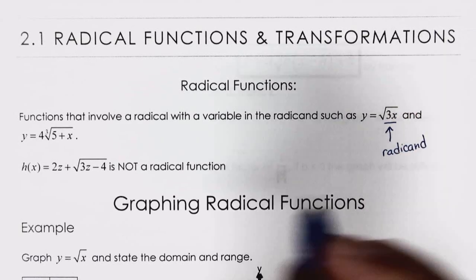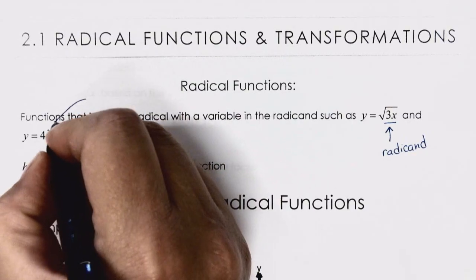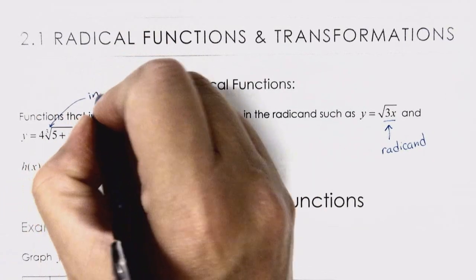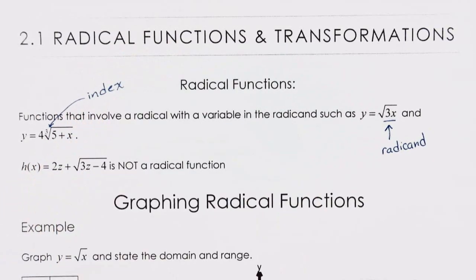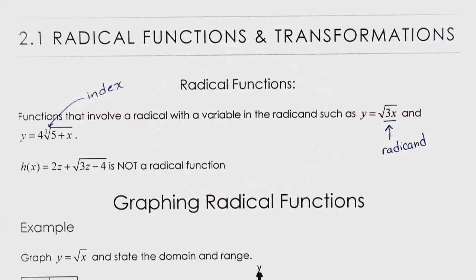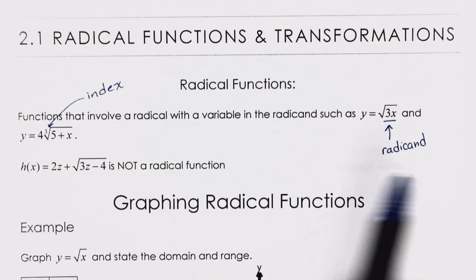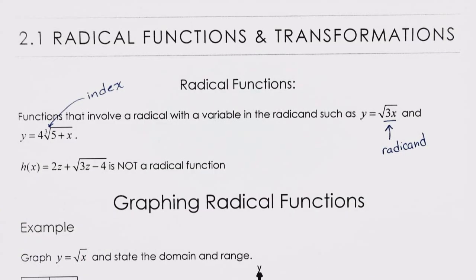Close enough. This guy here, the type of root it is, is the index. And the whole thing is called a radical. So if you have a radical with a variable in the radicand, such as these two, those are what we call radical functions.